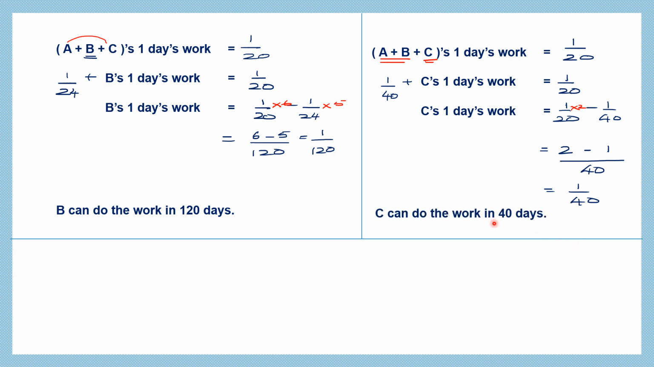So now we have found the number of days that A, B and C will take, and that is A can do in 60 days, B in 120 days and C in 40 days.